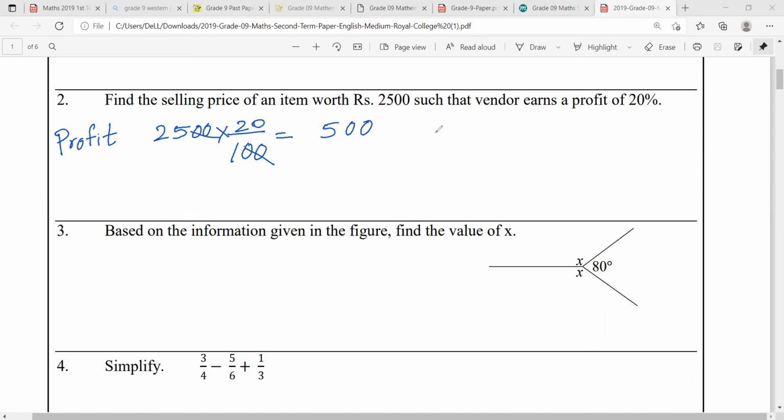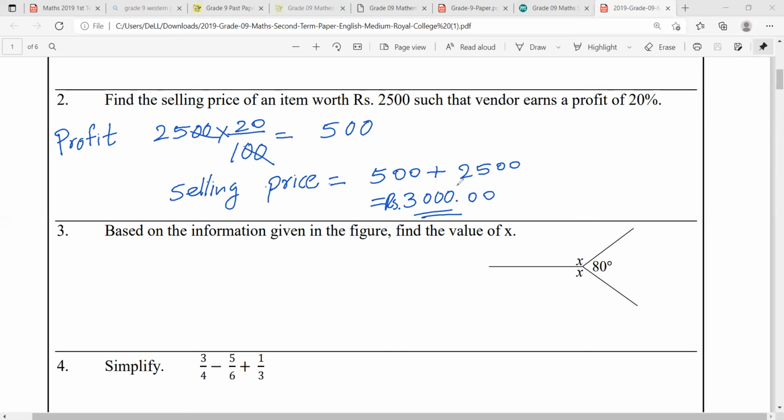And then this is the profit. Then the selling price is equal to 500 plus 2,500. That means 3,000, right? So this is it. 3,000 rupees. This is the selling price. And we'll go to the next question.